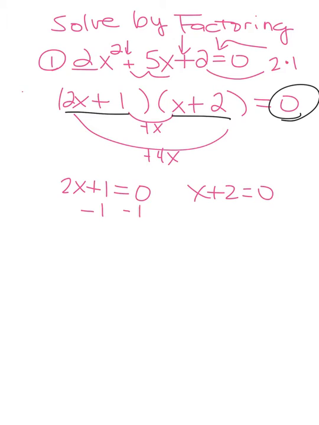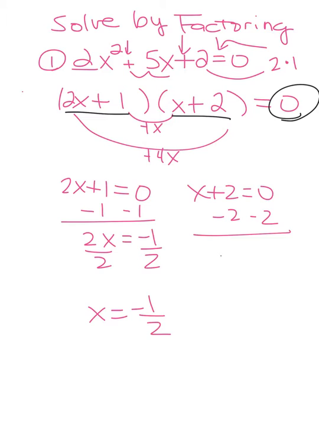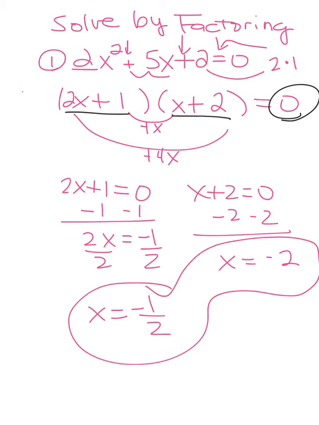Bring my 1 to the other side, and I have 2x is equal to negative 1. Divide both sides by 2, and x is equal to negative 1/2. In my other binomial, all I have to do is isolate that x, and I have x is equal to negative 2. So my solutions are x is equal to negative 2, and x is equal to negative 1/2.